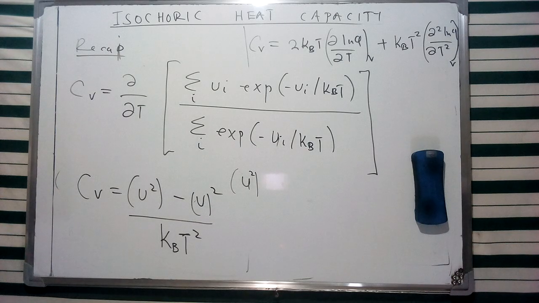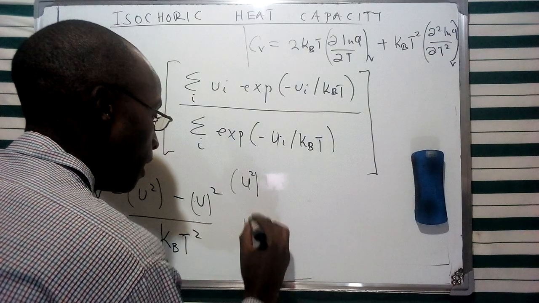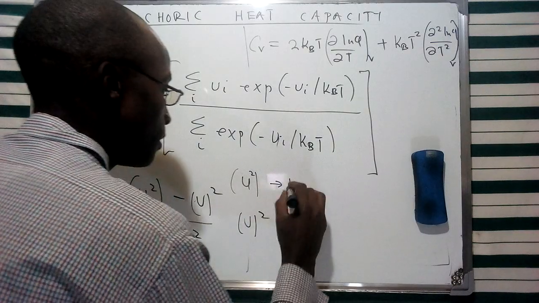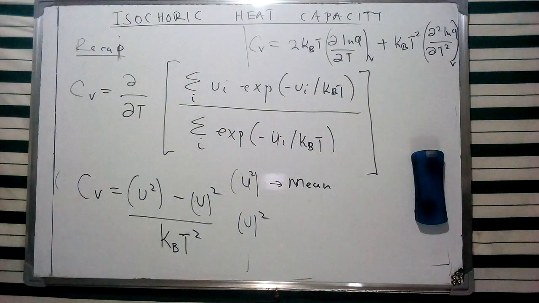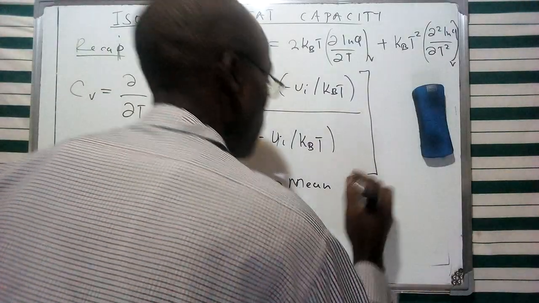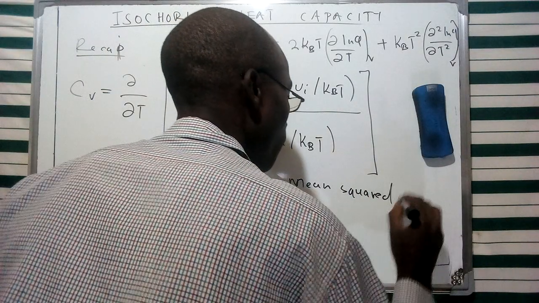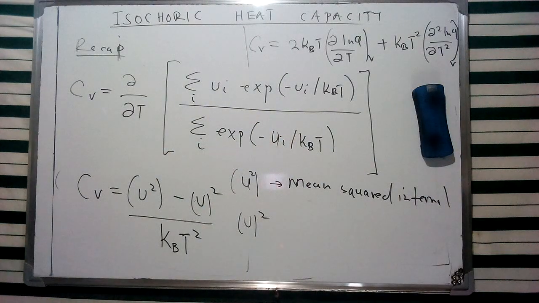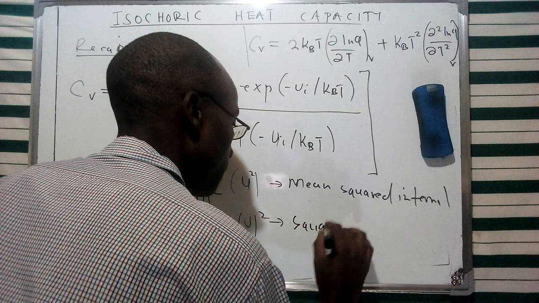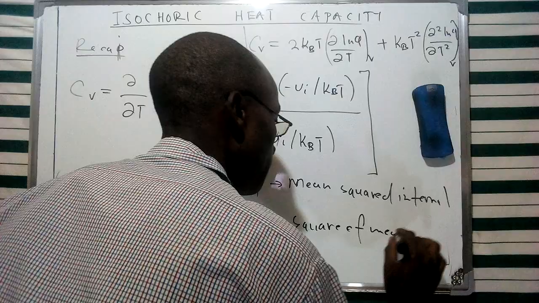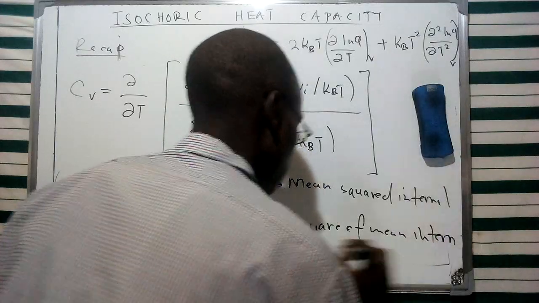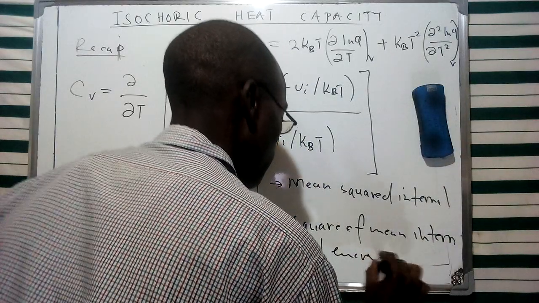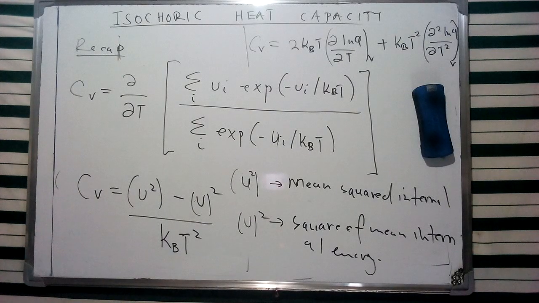And then we have this second one given as this one. So that one represents the mean squared internal energy, and the lower one represents the square of the mean internal energy, given as that. And the two give us a representation for those two specific aspects.